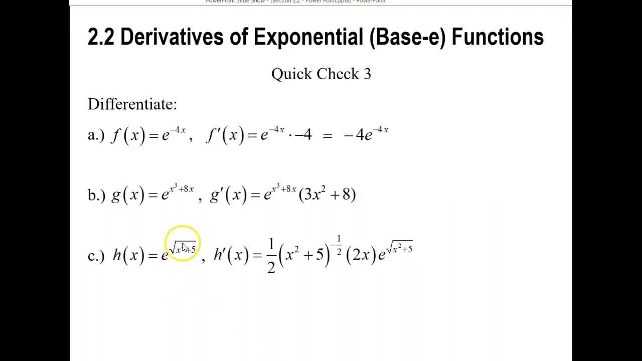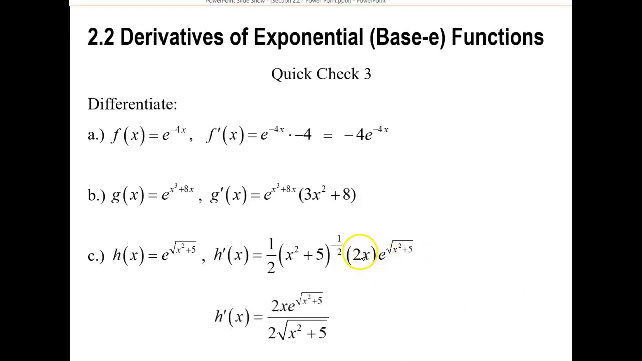This one, we would start by writing this as the 1/2. So you would get the original function, e to this power, and then you'd be multiplying by the derivative of the exponent, which would be the 1/2 times the inside to the negative 1/2 times that inside function's derivative, the 2x. So they just put the derivative of the exponent first, then times the original function, instead of the other way around. It doesn't matter because you're multiplying.